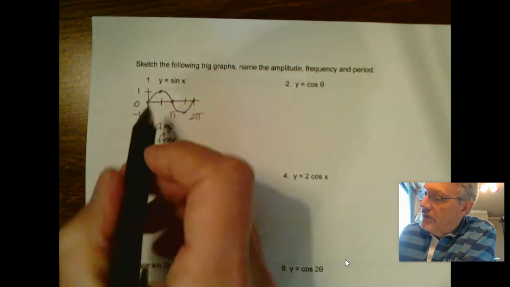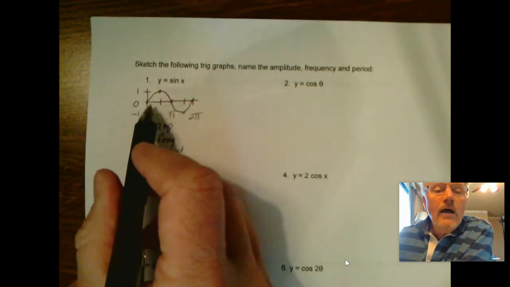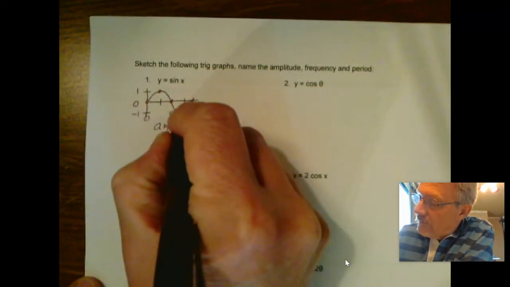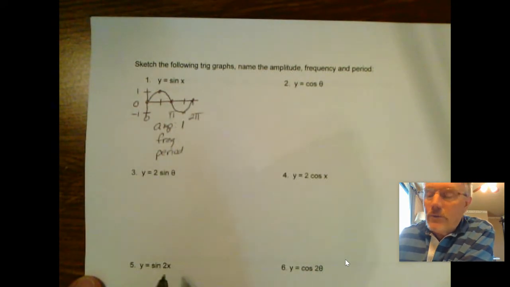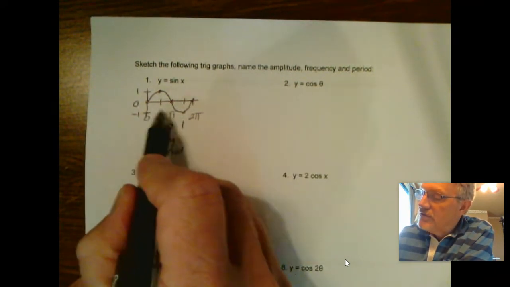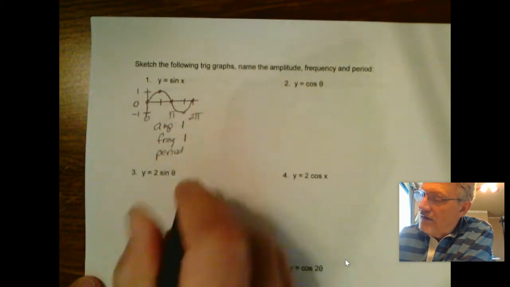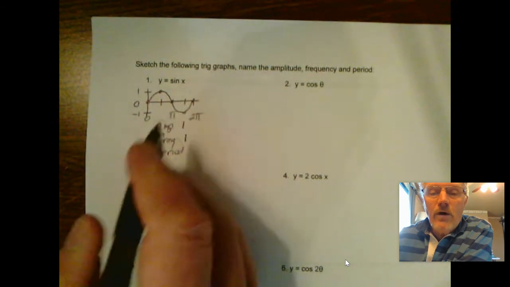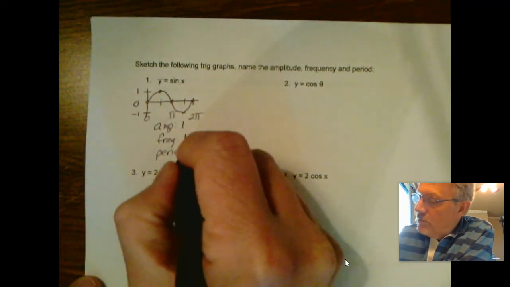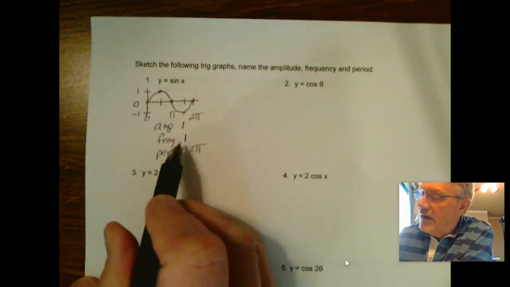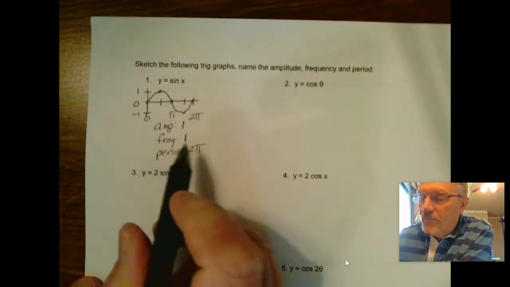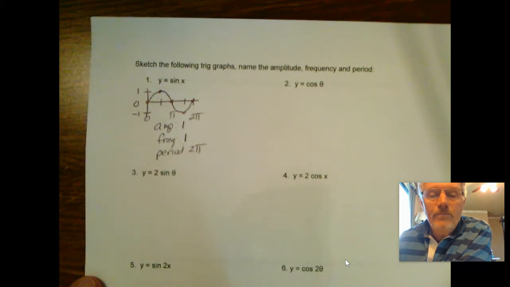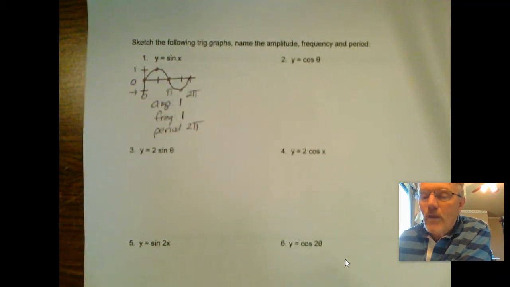Okay, so the amplitude, the number in front of sine, is how far the graph goes up and down from the horizontal center, so the amplitude is 1. Right, the frequency is how many cycles I see between 0 and 2 pi, and for the basic graph, that's 1, right? There's no number in front of the x, so that's understood to be 1, right? And the period is 2 pi, because 2 pi divided by 1 is 2 pi, and it takes 2 pi radians to see one cycle of the graph.